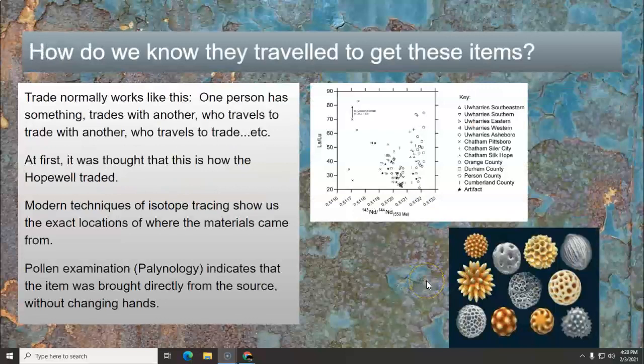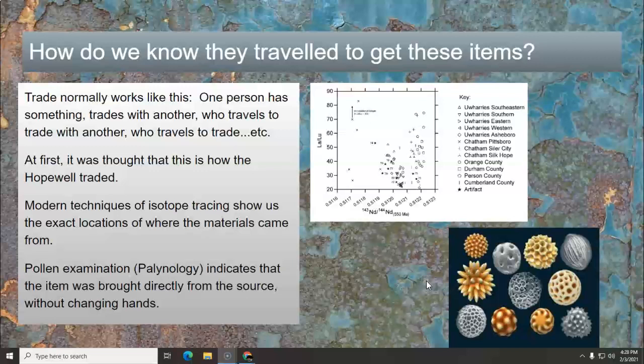And how do we know how they traveled to get these items? Well, first of all, normal everyday trading is: I have something, so I take it to a market and I trade it with somebody else for a sandwich. I go home, I eat the sandwich. They take the pottery I made and they travel someplace else, and they trade it to somebody for a horse, and they take the horse and go off, and the person who has the pottery travels somewhere else and trades the pottery for whatever. Okay, so it goes from person to person to person, and everybody looks at it and inspects it and makes sure it's good, as you do.